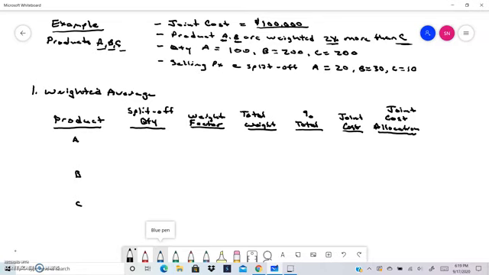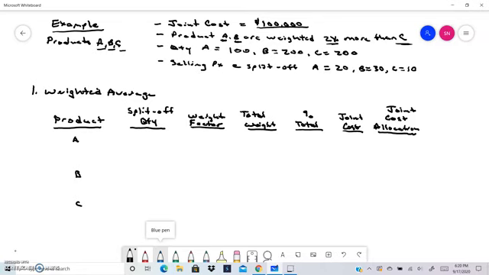The pure physical quantities of A are 100, B 200, and C 200. And for purposes of the market value at split off, so the selling price at split off, A is $20, B is $30, and C is $10.